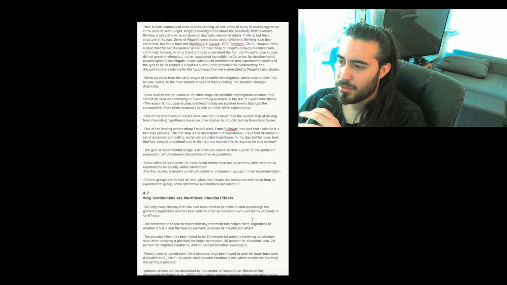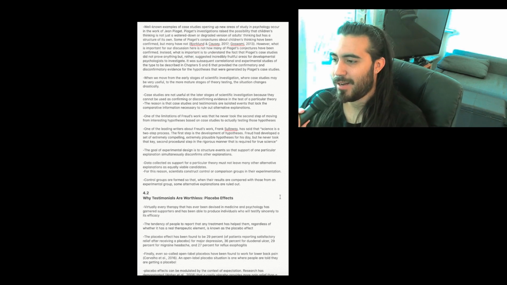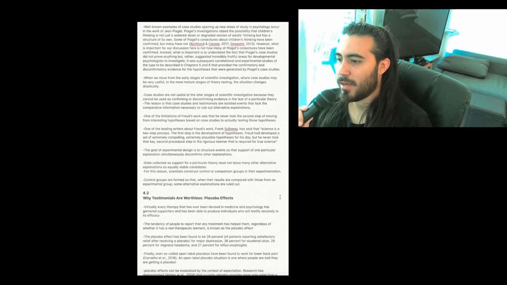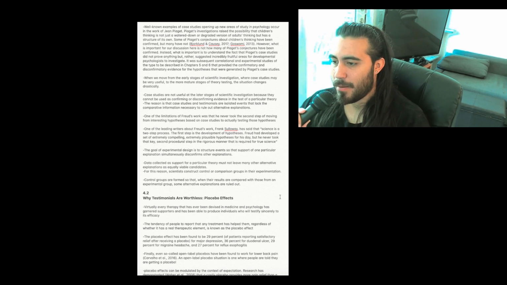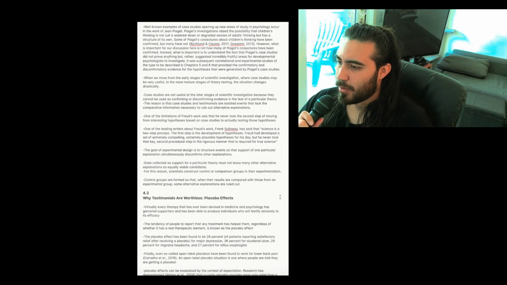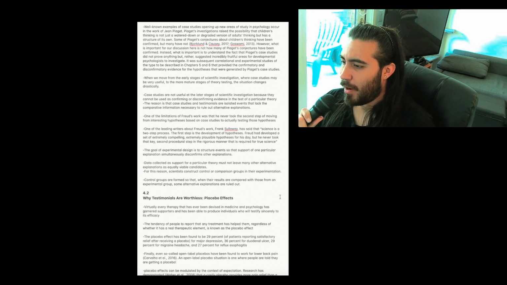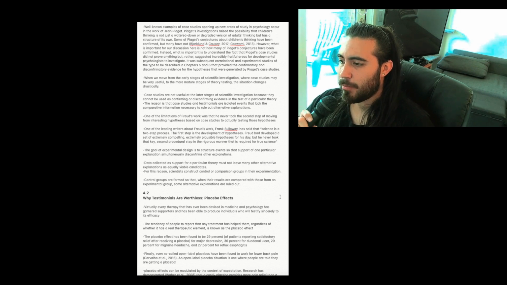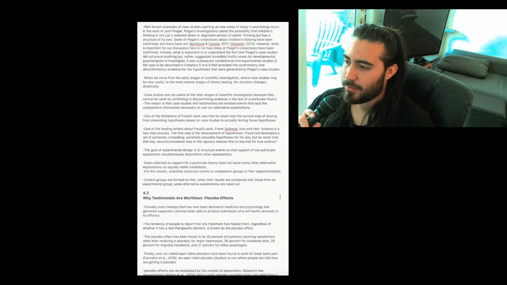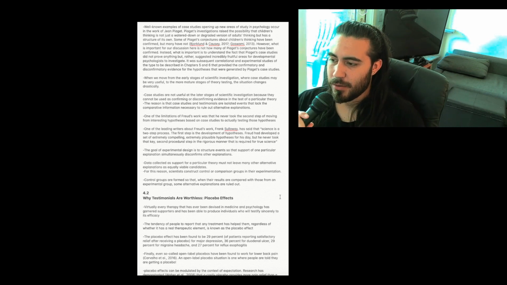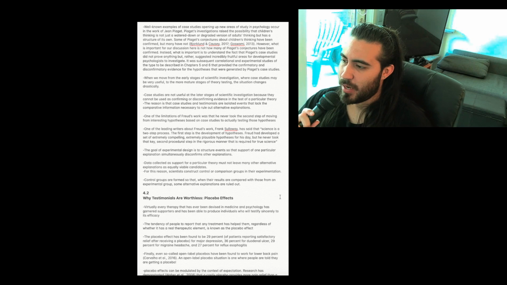One of the limitations of Freud's work was that he never took the second step of moving from interesting hypotheses based on case studies to actually testing those hypotheses. One of the leading writers about Freud's work, Frank Soloway, has said that, quote, "Science is a two-step process. The first step is the development of hypotheses. Freud had developed a set of extremely compelling, extremely plausible hypotheses for his day, but he never took that key second procedural step in the rigorous manner that is required for true science," end quote.